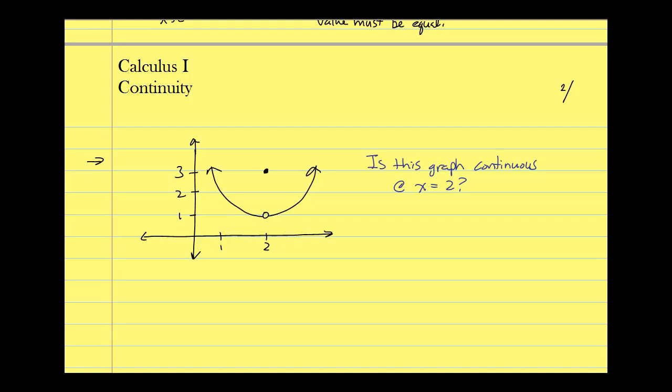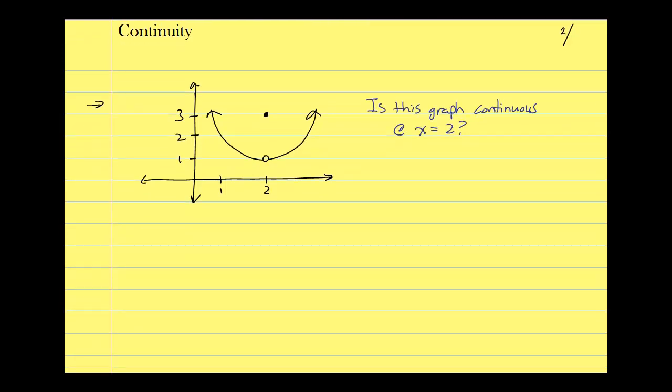Well, intuitively, before we even answer this mathematically, if I were to draw this graph, clearly I'd have to lift up my pen to jump to here to trace this. So intuitively, I say that no, this graph is not continuous at 2. Mathematically, let's go ahead and check that for point continuity.